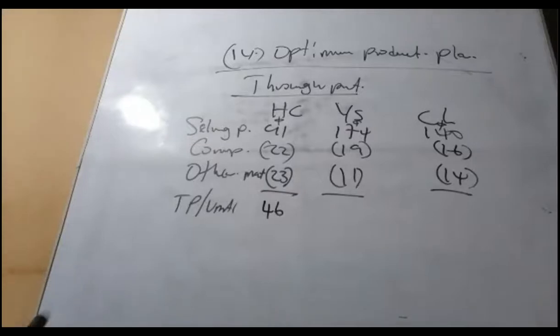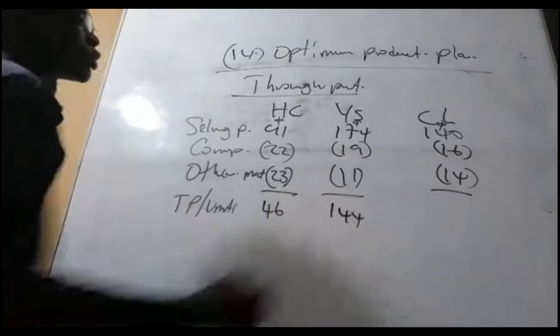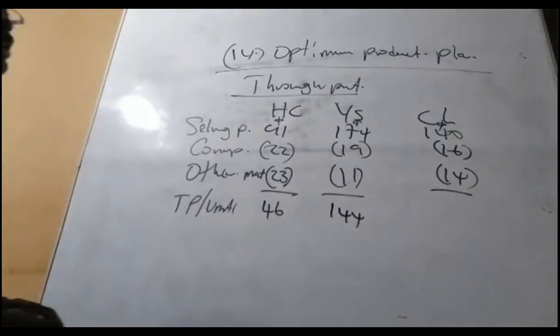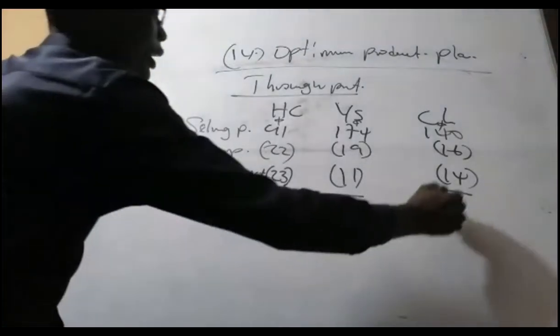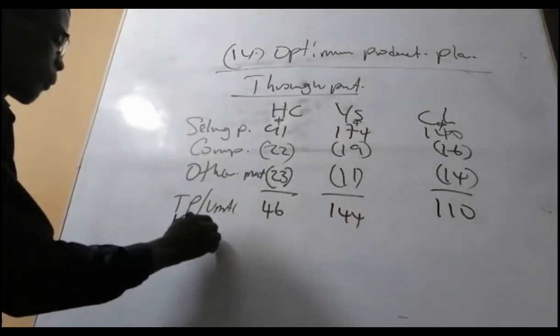So 174 less 19 less 11, that's 144. Finally, this one gives us 110. Good. Now we look at the limiting factor.